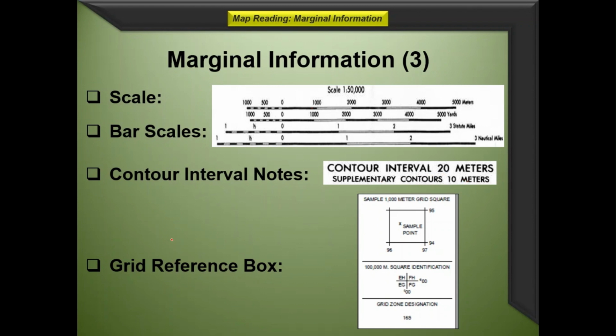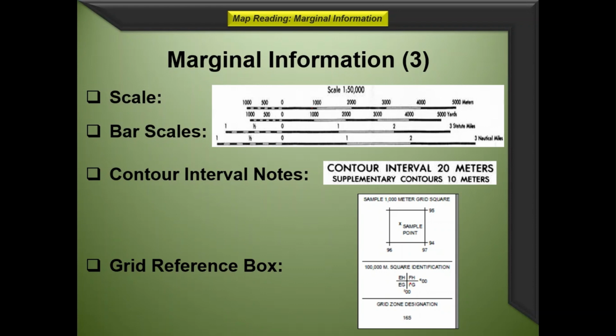Then down here at the bottom, we have our grid reference box. This will help you in identifying your actual grid. You have your grid zone designation, which in this example would be 16 Sierra. Then, depending on where you are actually at on your map, you would be in EH, FH, FG, or EG.